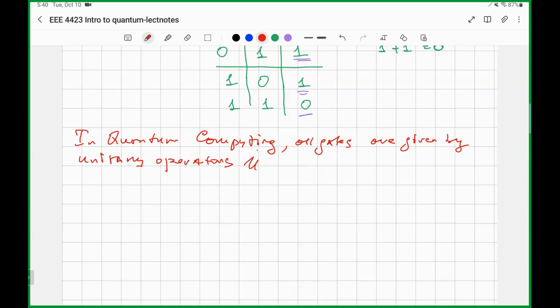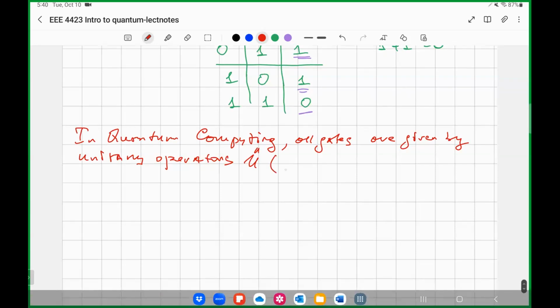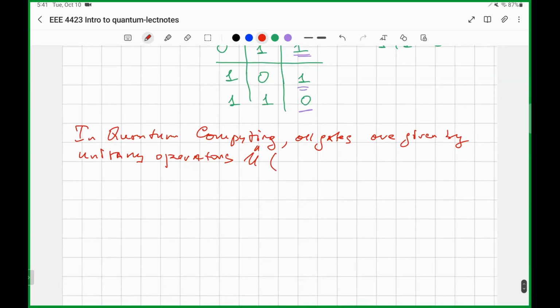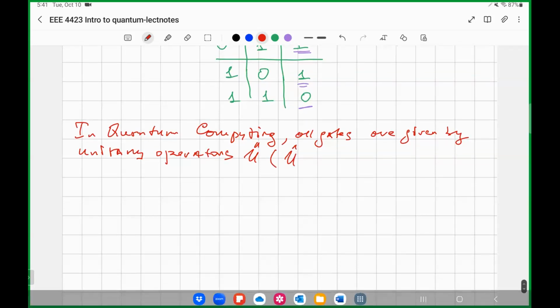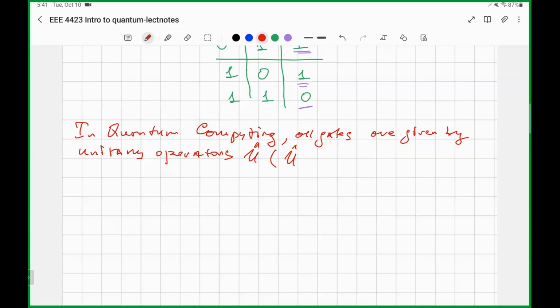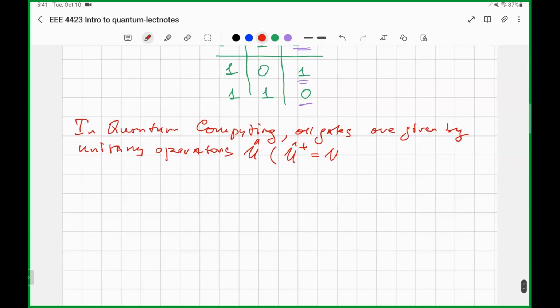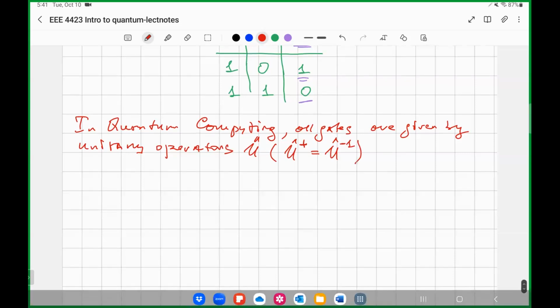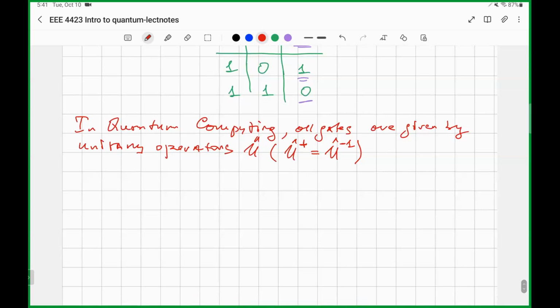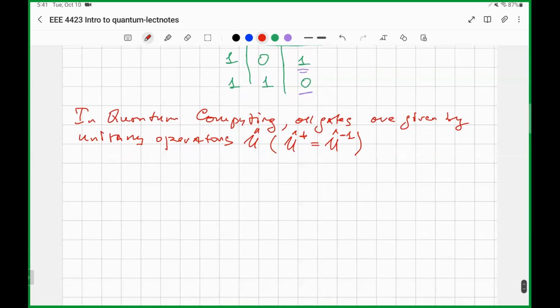For example, unitary operator U. I just remind you that the unitary operator is the operator whose dagger, the Hermitian conjugate, coincides with the inverse operator. So the Hermitian conjugation and the inverse operator are the same.